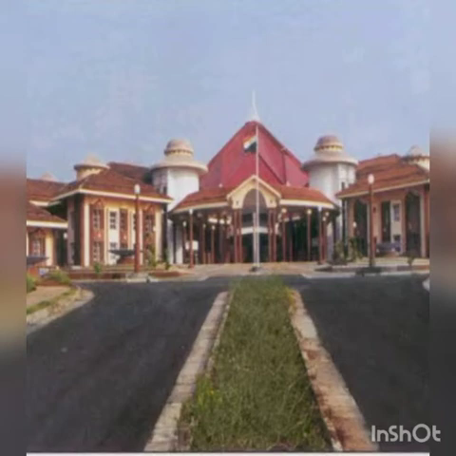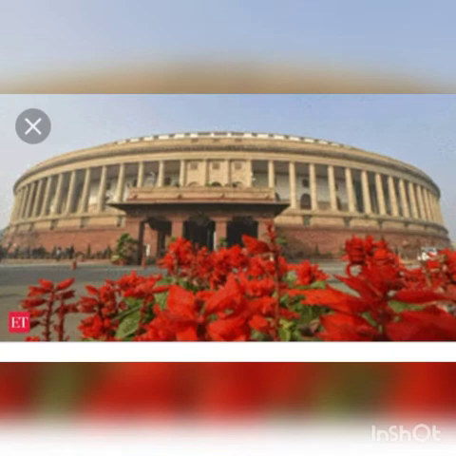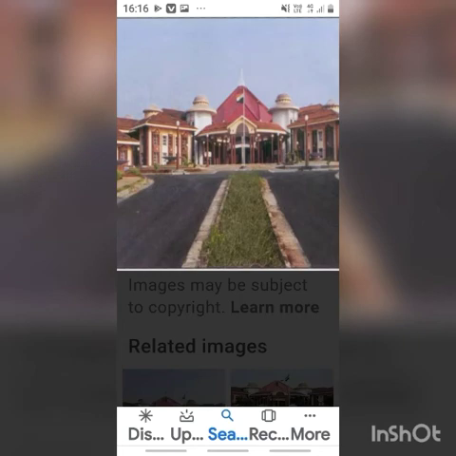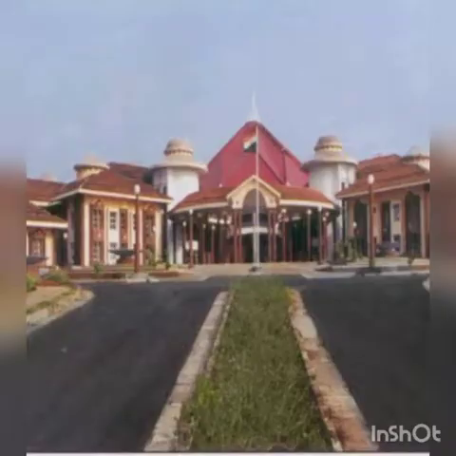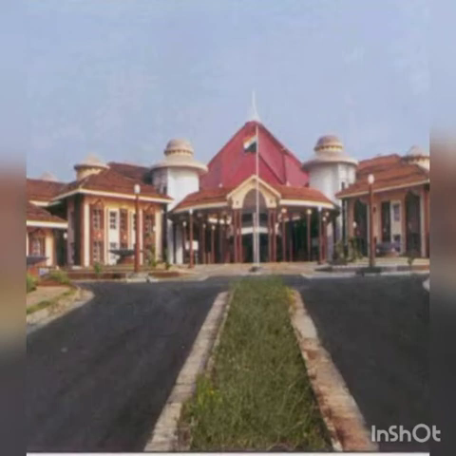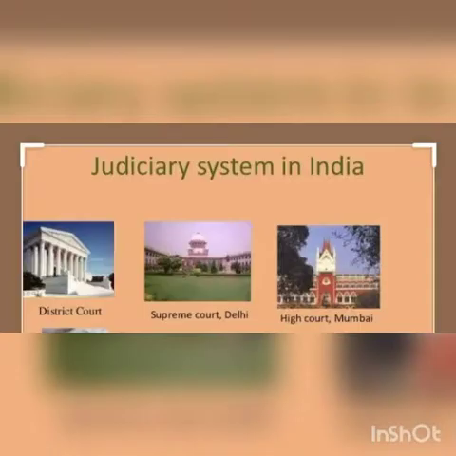You know that in India, laws are made by the Parliament and by the state legislatures. When these laws are made by the Parliament and the state legislature, it is then the responsibility of the judiciary to express the meaning of these laws to the people and also to put these laws into practice.